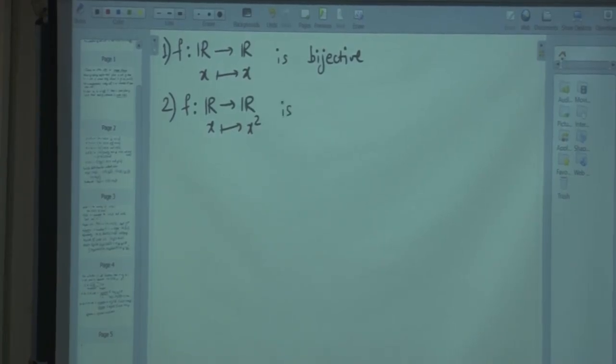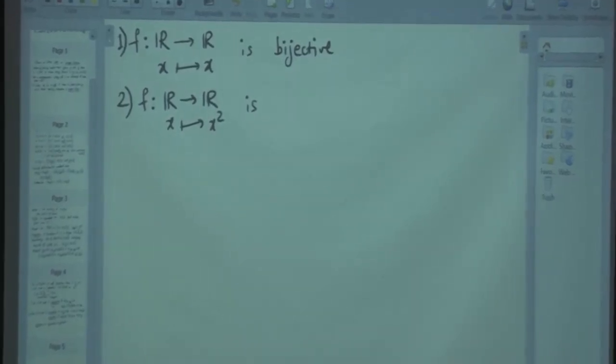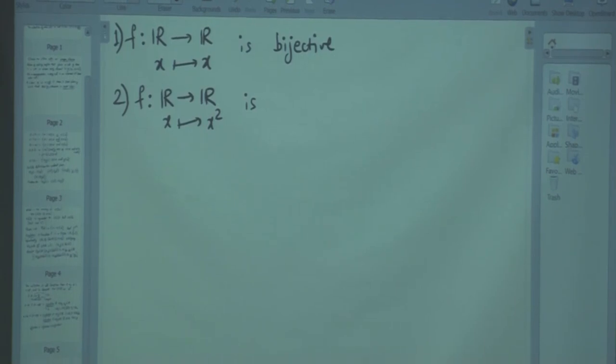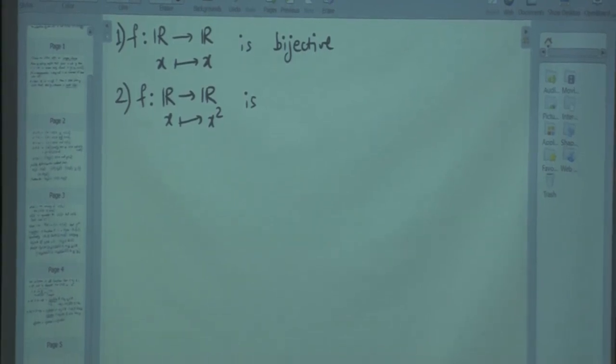So this is what? This is bijective? Okay, so that's why I wrote this. Yeah, this is neither injective nor surjective.